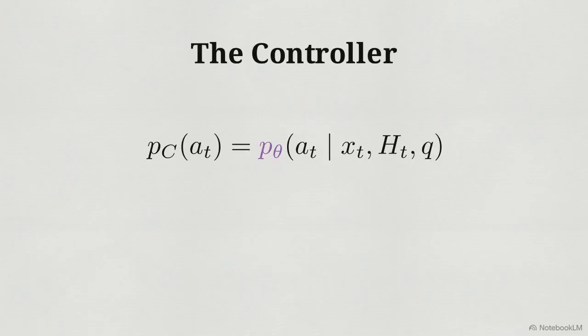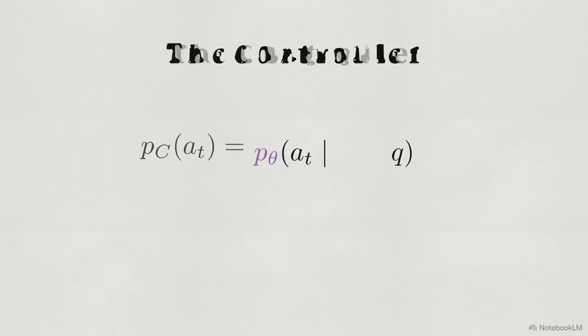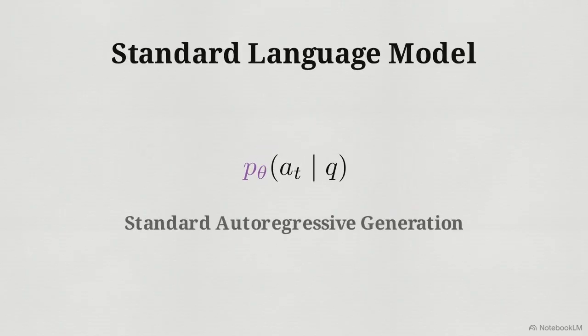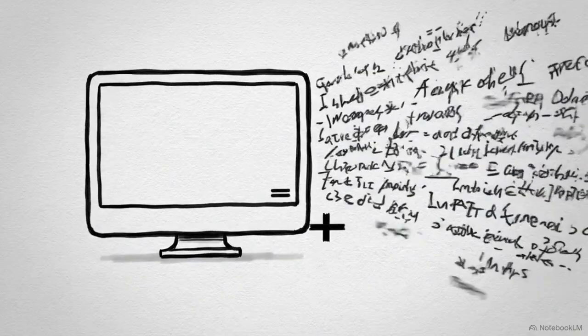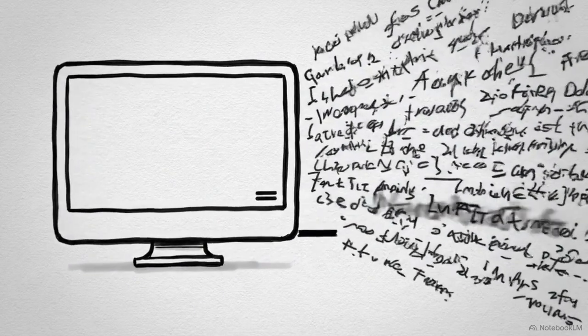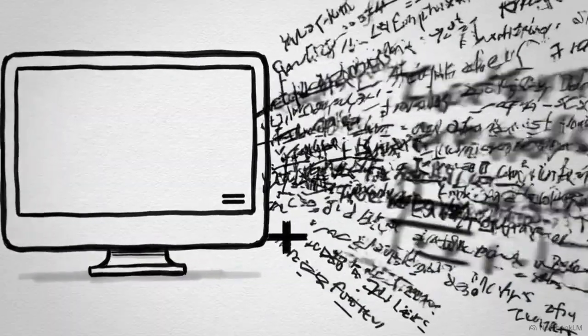Equation 1 defines the controller as a probability distribution over the next action. It is conditioned on the user's query, environment feedback x_t, and prior actions h_t. Removing feedback and history reduces this to standard autoregressive text generation. Environment feedback is the mathematical constraint that grounds the model in reality. Without this conditioning, the agent returns to being a text generator with no awareness of the tools it just invoked.